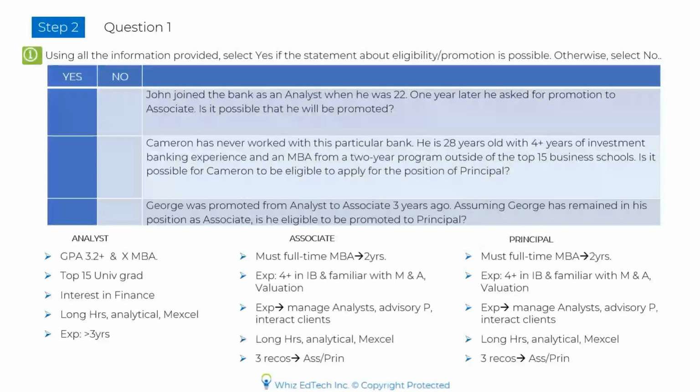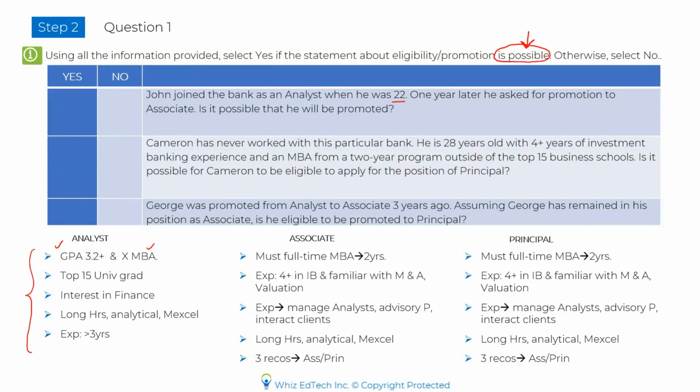Now, a lot of you got this question wrong, so let's see why. Using all the information provided, select yes if the statement about eligibility or promotion is possible. Focus on that word, possible. Otherwise, select no. John joined the bank as an analyst when he was 22. So he joined as an analyst, which means he already had this and he was not an MBA. So all these things apply in the case of John.